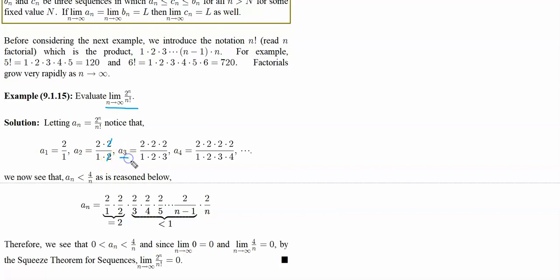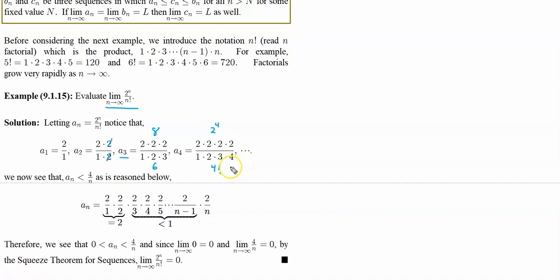Now a sub 3 is going to be 2 cubed, which is 8, divided by 3 factorial, which is 1 times 2 times 3, or 6. So that's going to be 4/3 if you reduce it. A sub 4 is going to be 2 to the 4th power, which is 16, divided by 4 factorial, or 24, 1 times 2 times 3 times 4.